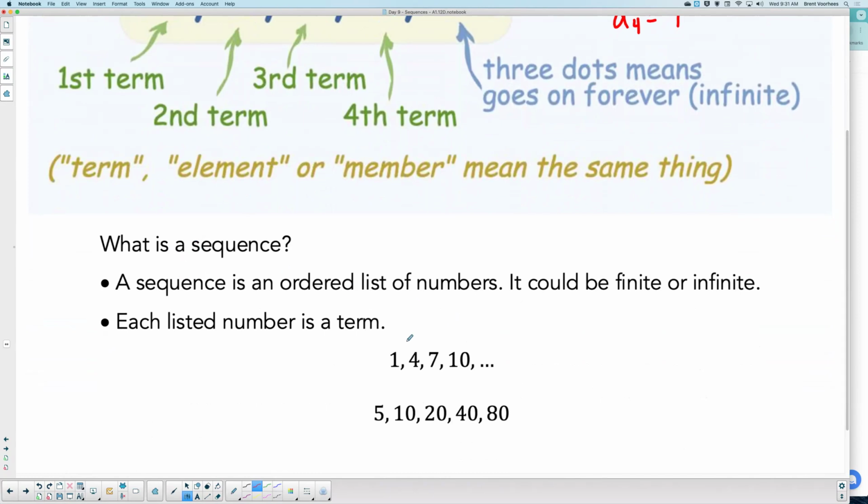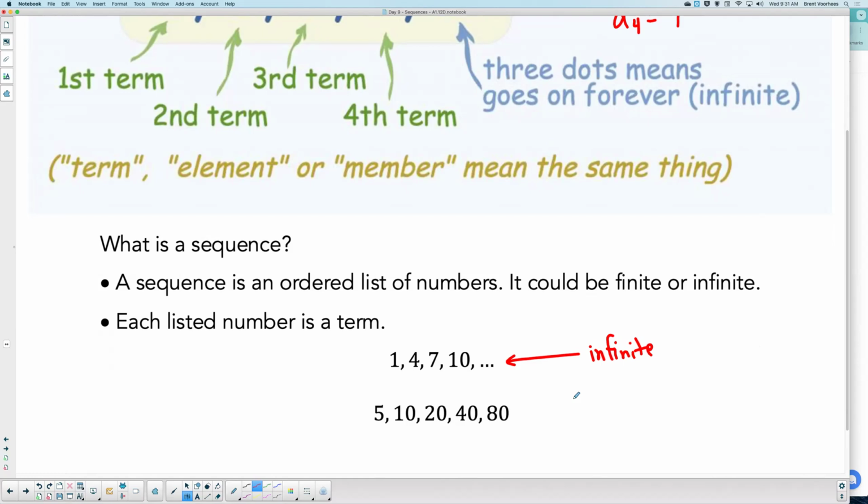So a sequence in general, what is a sequence? A sequence is an ordered list of numbers. It could be infinite or finite is how you say that. This one right here is infinite. Do you write that down? Infinite means it has those 3 dots. What do the 3 dots mean? It goes on forever. Just continues on.